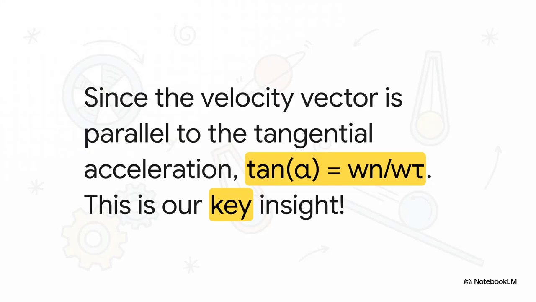Okay, this next part is absolutely crucial. This is where we connect all that physics math back to the geometry of the problem. Remember our right-angled triangle? The problem tells us the angle alpha is between the total acceleration and the velocity. And since the velocity points in the same direction as the tangential acceleration, alpha is just the angle in our triangle where the tangent is the opposite side, the normal acceleration, over the adjacent side, the tangential acceleration.